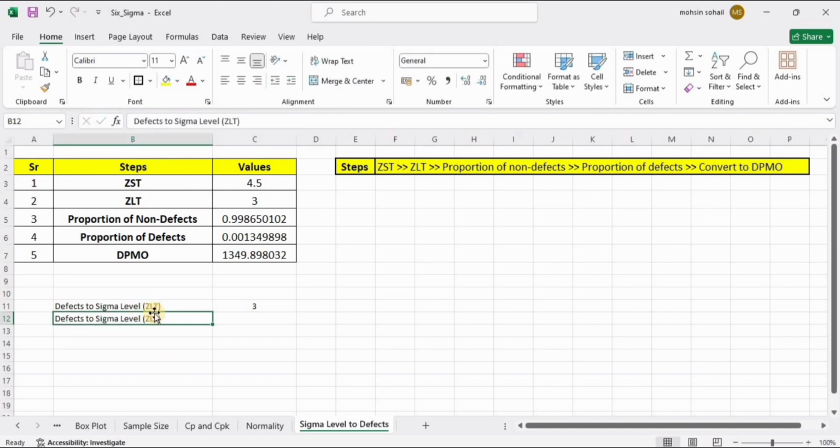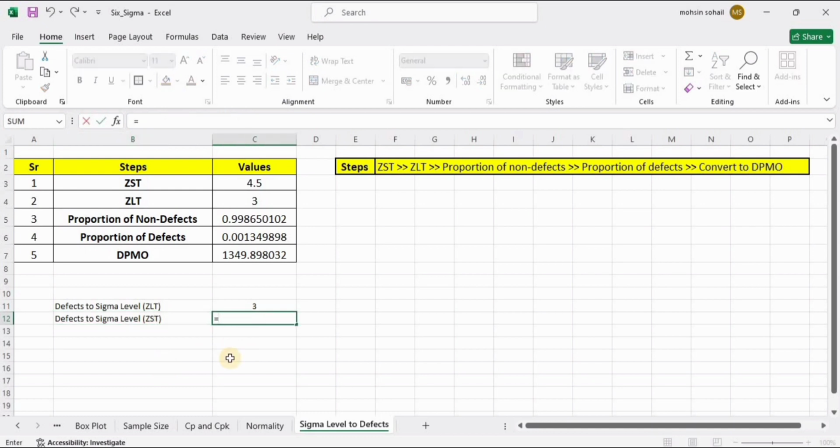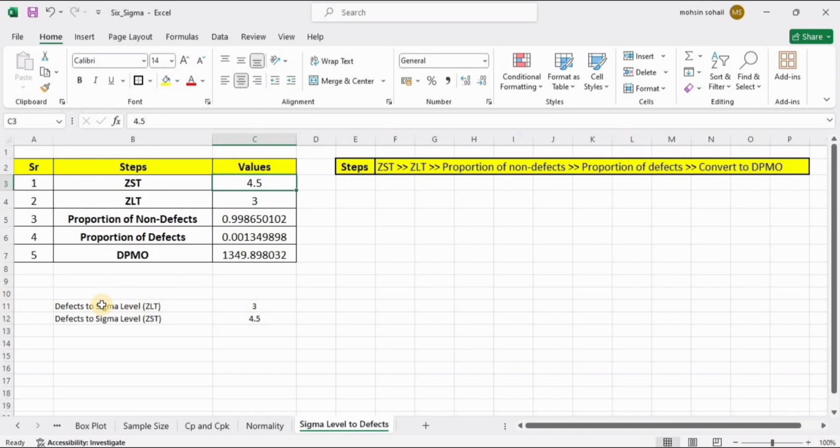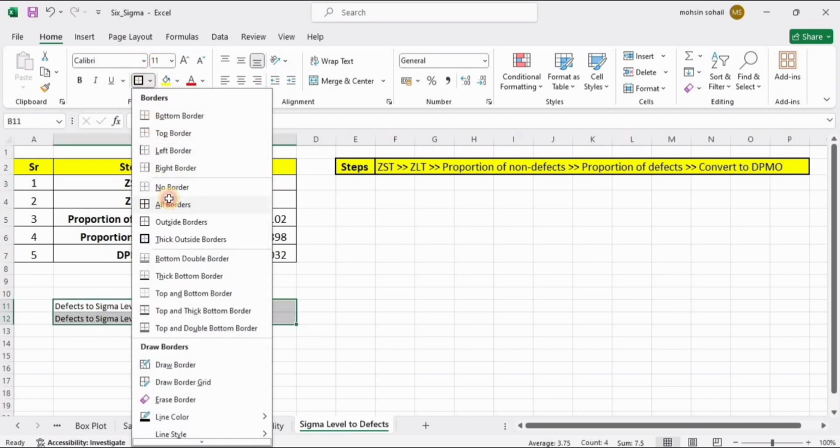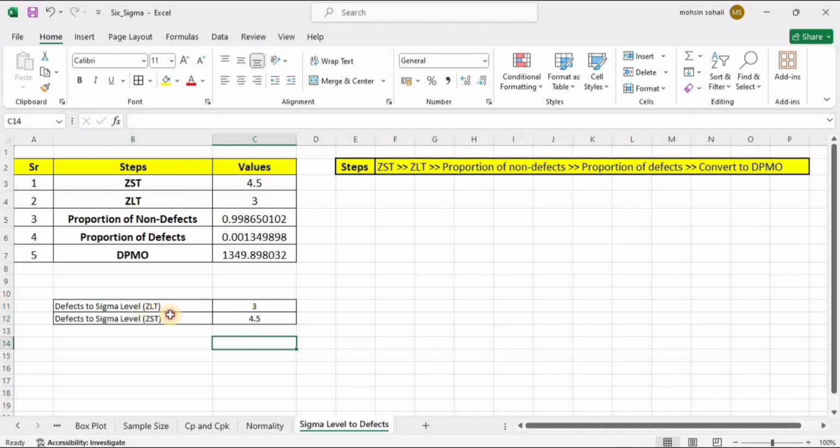Now let's calculate the short-term sigma level from this. Simply we have to add 1.5 to the ZLT value. So we can very easily find it, 3 plus 1.5, and this is the short-term sigma level. So in this video we have learned both cases. If the sigma level is given, we can very easily find the number of defects or DPMO value, and vice versa as well. That's all for this video. See you in the next video.